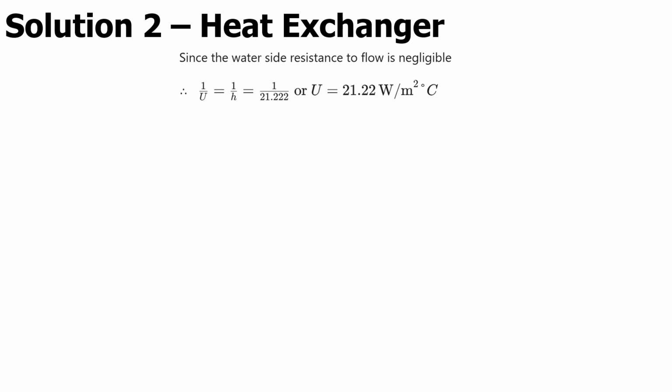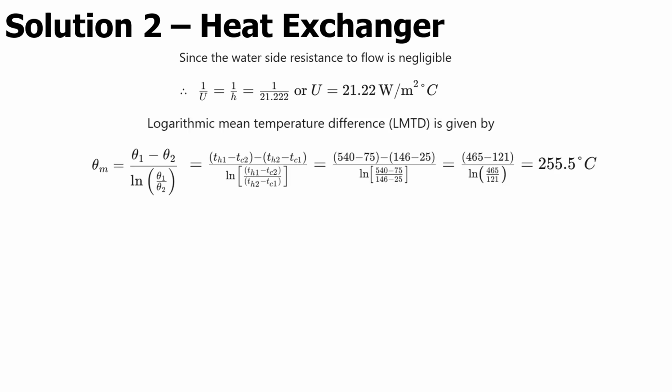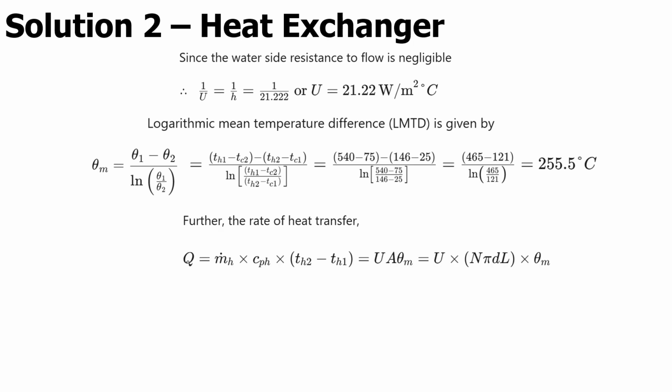Next, we calculate the logarithmic mean temperature difference, which is given by the formula there. And when we plug in the values and perform the calculation, we get the LMTD to be approximately equal to 255.5 degrees Celsius. Finally, we can now calculate the tube length L.